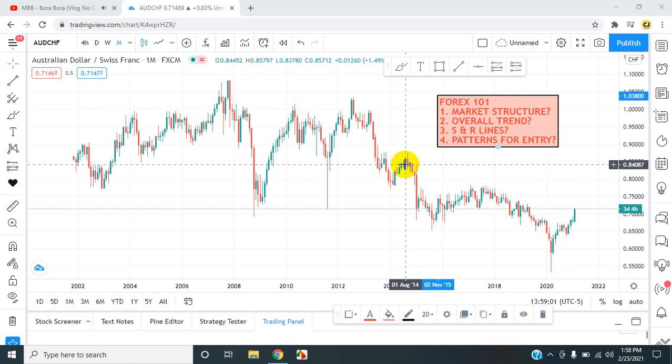All right, guys, we are in the market today. We are checking out AUD CHF. That is the Australian dollar versus the Swiss franc.